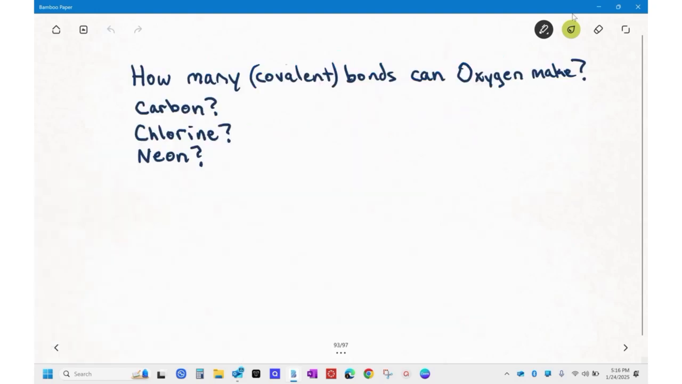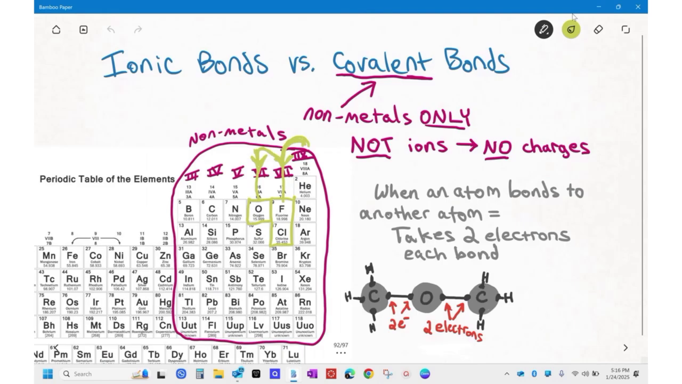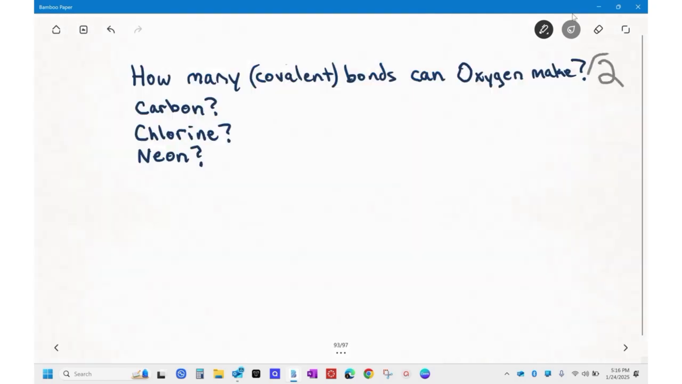How many covalent bonds can oxygen make? Well, that's an easy one because we've just been working with oxygen. So we go to column 8 and we count backwards. 1, 2 to oxygen. So oxygen can make 2 bonds in order to get 8 valence electrons in its valence shell. So what about carbon? How many bonds can carbon make?